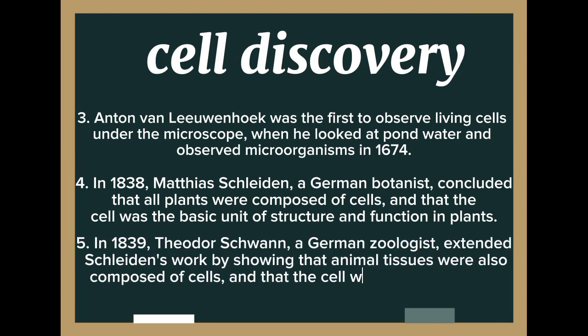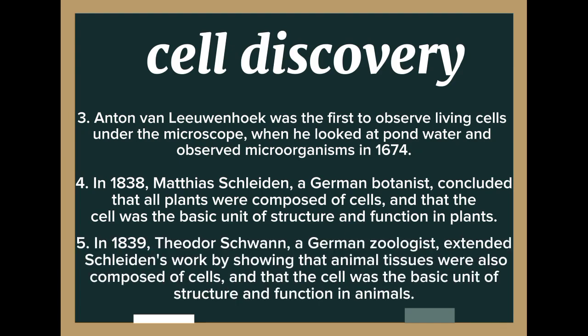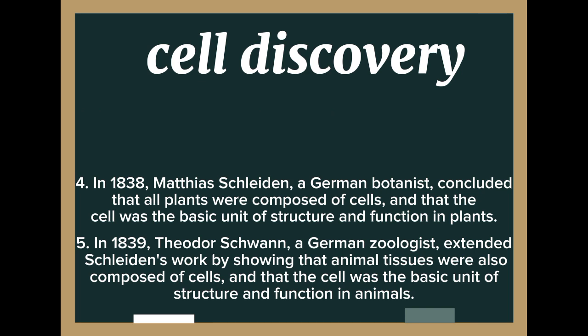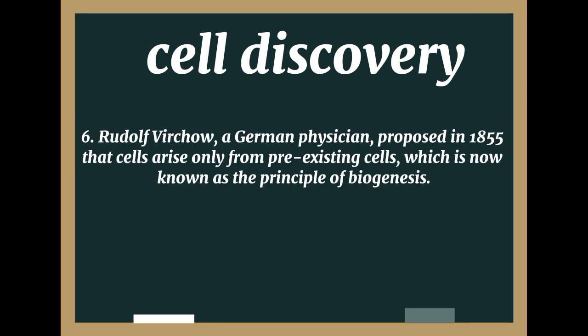5. In 1839, Theodor Schwann, a German zoologist, extended Schleiden's work by showing that animal tissues were also composed of cells and that the cell was the basic unit of structure and function in animals. 6. Rudolf Virchow, a German physician, proposed in 1855 that cells arise only from pre-existing cells, which is now known as the principle of biogenesis.